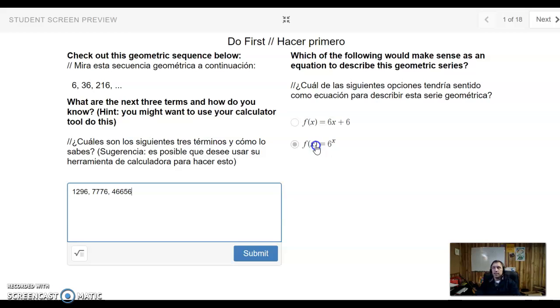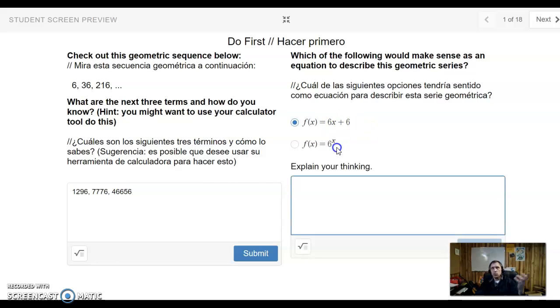So I want to look at these. I have 6 times x plus 6 and 6 to the x power. I saw a lot of students today think that it would be this first one because we're multiplying by 6. Well, we are multiplying by 6 in the second function too. It's just it is repeated multiplication. All right, and so it's not going up by adding 6 each time.